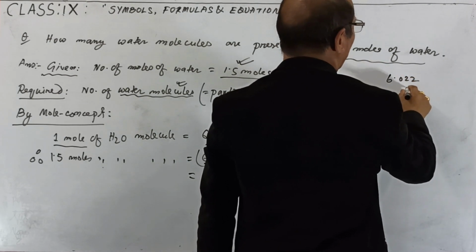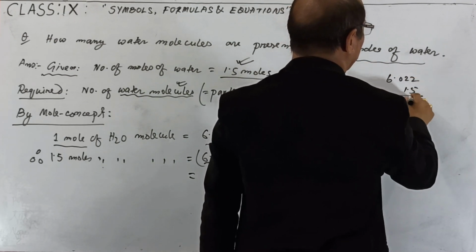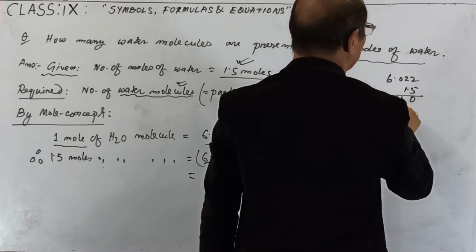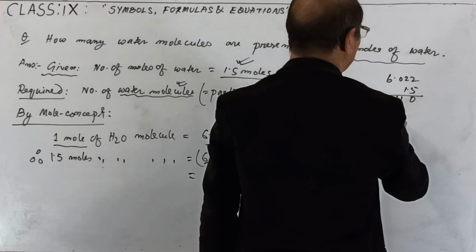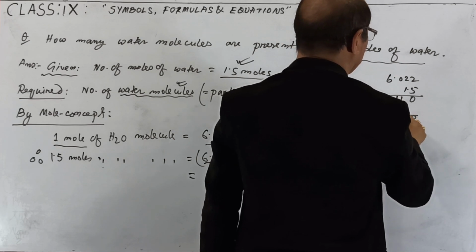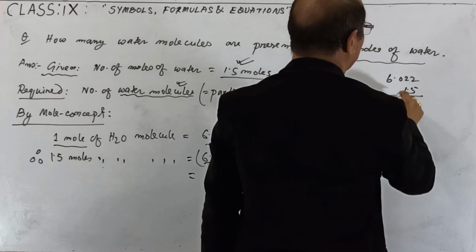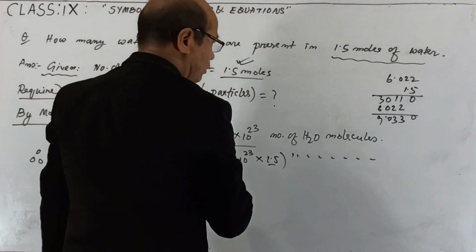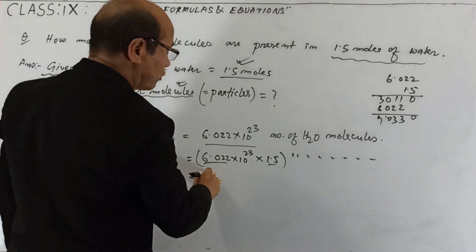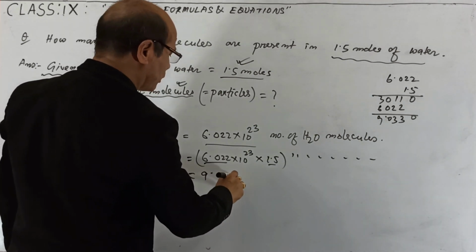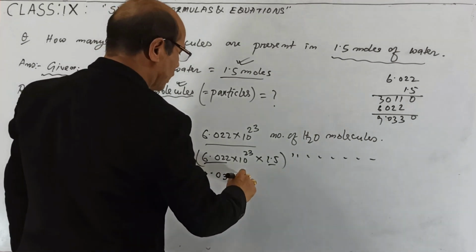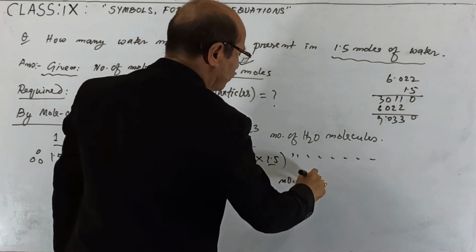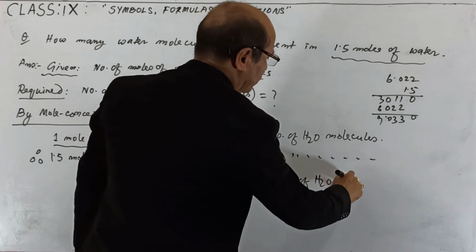6.022 times 1.5 equals 9.033. We can drop the last 0. So it is 9.033 into 10 to the power 23 number of H2O molecules.